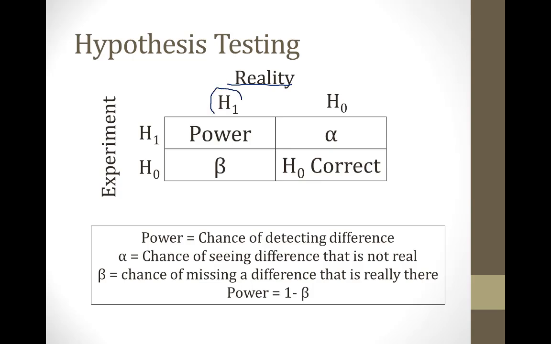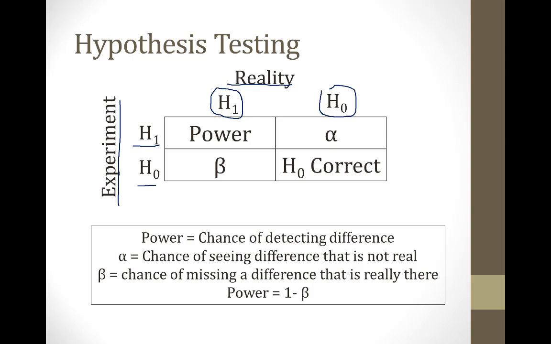And H1, or the alternative hypothesis, is right here. So this would mean that in reality, the two means are truly different. And H0, the null hypothesis, is over here. So this would mean that in reality, there's no difference between the means. Our experimental findings are written over here on the side. So we've got H1 at the top. This means our experiment finds a difference between the means. And H0 right here, which means our experiment does not find a difference between the means.